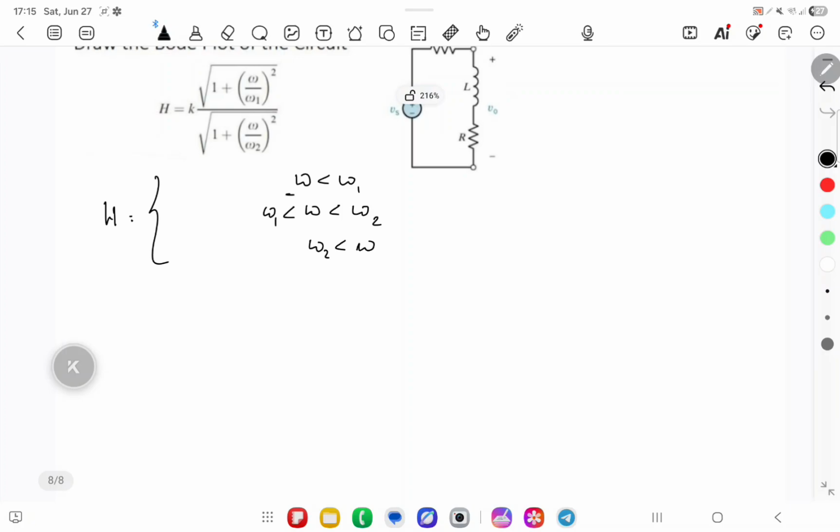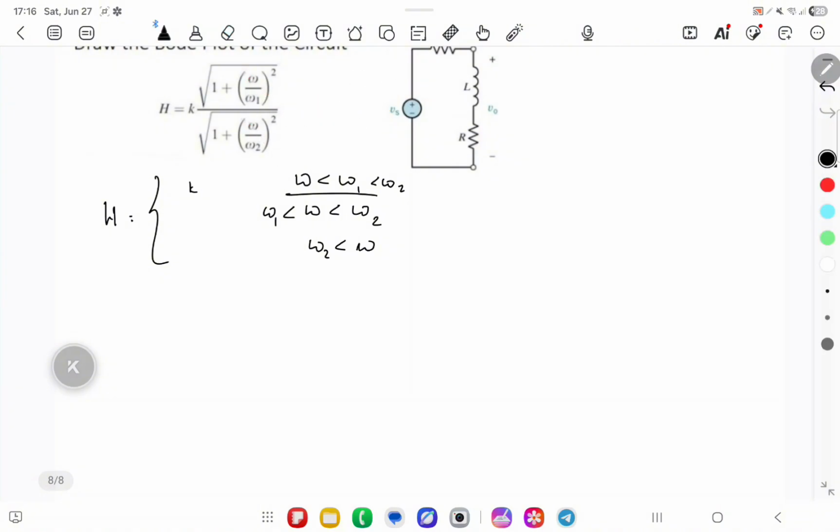So here, in case 1, omega is less than both omega 2 and omega 1. In that case, these 2 terms become so negligible that the whole thing will become k multiplied by 1 plus 0 squared, and the same goes in the denominator. So this will simplify to just k.